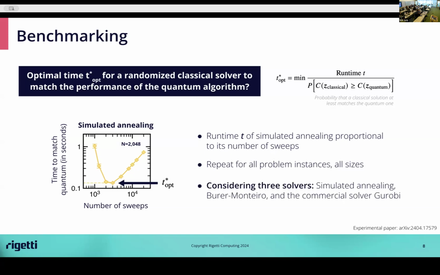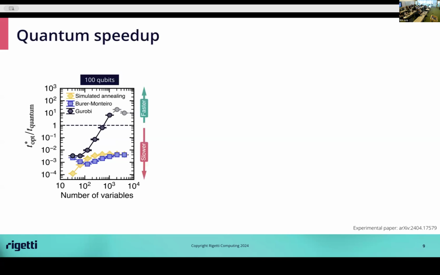We're going to consider three solvers: simulated annealing, a general purpose solver; Burer-Monteiro, a lesser-known solver that is actually the best heuristic for the 3-regular graph max cut; and then a commercial solver, Gurobi. So here's some data: the x-axis is the number of variables, and the y-axis is the optimal runtime for the classical solver divided by the runtime of the quantum solver. If you're above 1, your quantum solver is faster. If you're below 1, your quantum solver is slower.